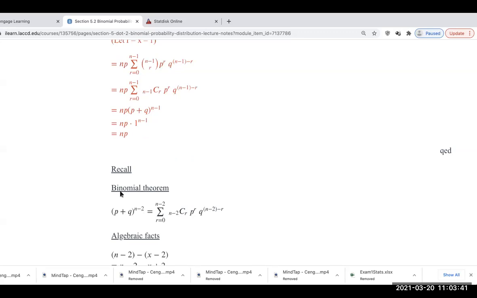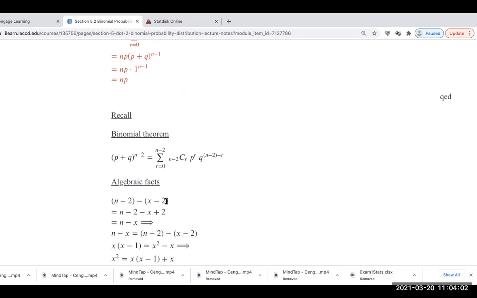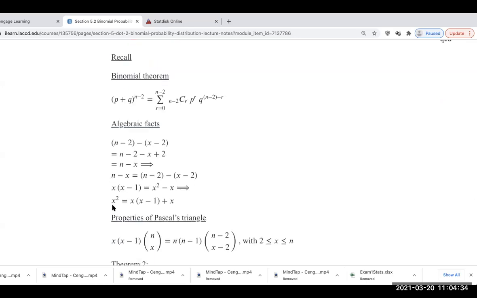Next, let me write the binomial theorem in the form (p + q) to the n minus 2 is equal to the sum r equaling 0 to n minus 2 of n minus 2 C r, p to the r, q to the n minus 2 minus r. Let me also note, again, that differences are translation invariant. So n minus 2 minus (x minus 2) is, well, the 2's cancel, so you get n minus x. So n minus x is equal to n minus 2 minus (x minus 2). Also, x times (x minus 1), multiply x inside the parentheses, is just x squared minus x. Therefore, x squared is equal to x times (x minus 1) plus x.